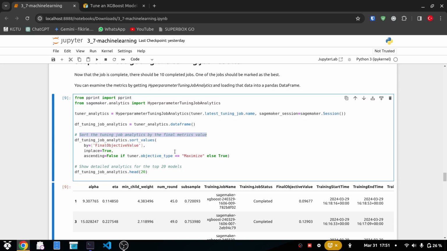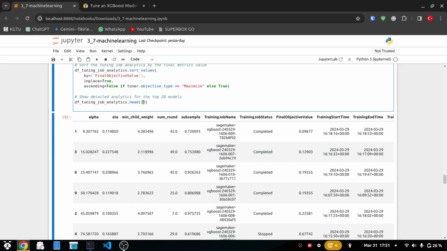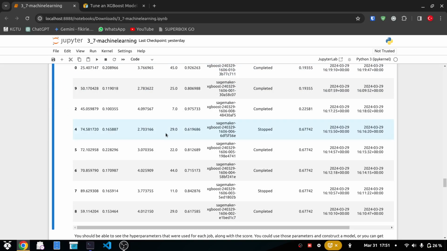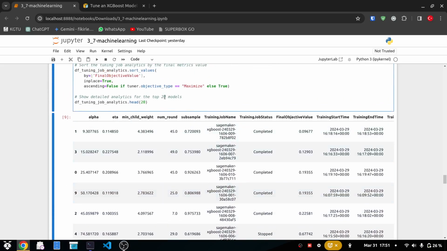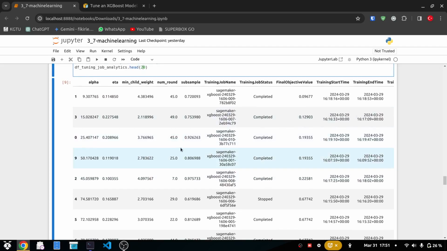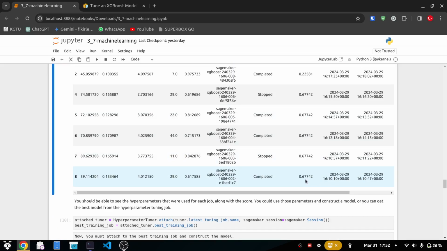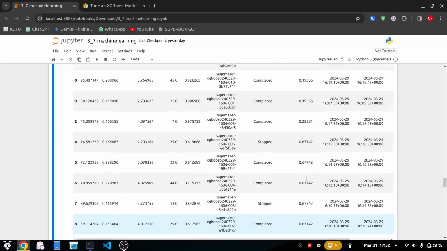We have sorted by the final objective value in that way. So we are showing the detailed analytics for the top 20 models. Since we have 10 models, this can be 10 actually. Well, I don't know why it is saying 20, but you might see that we have 10 jobs completed, and for the final objective value, the maximum is in here and the minimum is here.